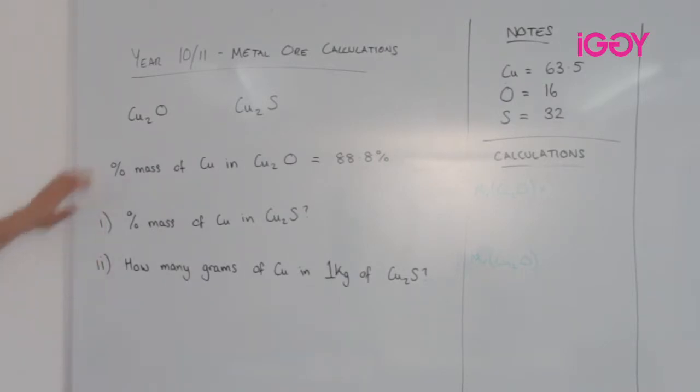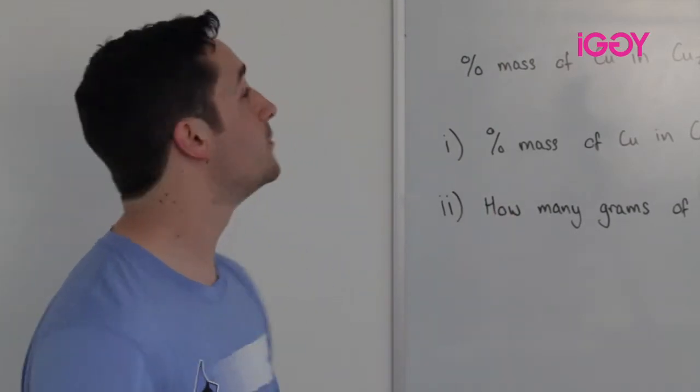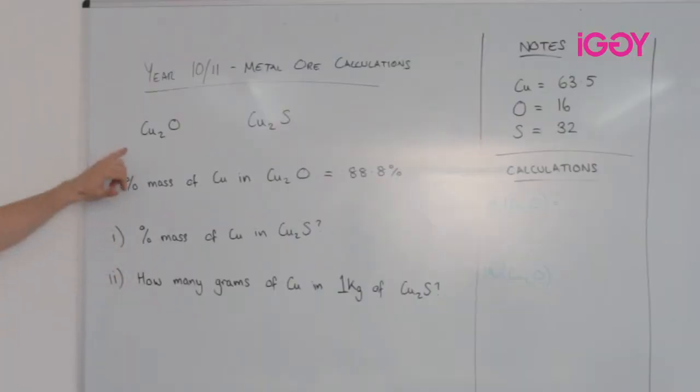So this question gives you two metals. It says you can extract copper from both copper oxide and copper sulfide. It tells you straight away in the question that the percentage mass of copper in copper oxide is 88.8%. Now it wants you to work out the percentage mass of copper in copper sulfide, so that we can compare and contrast the two.